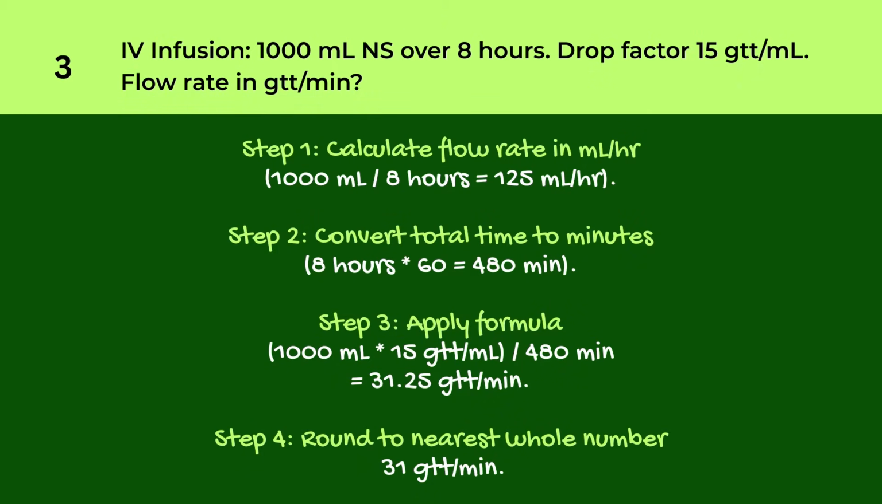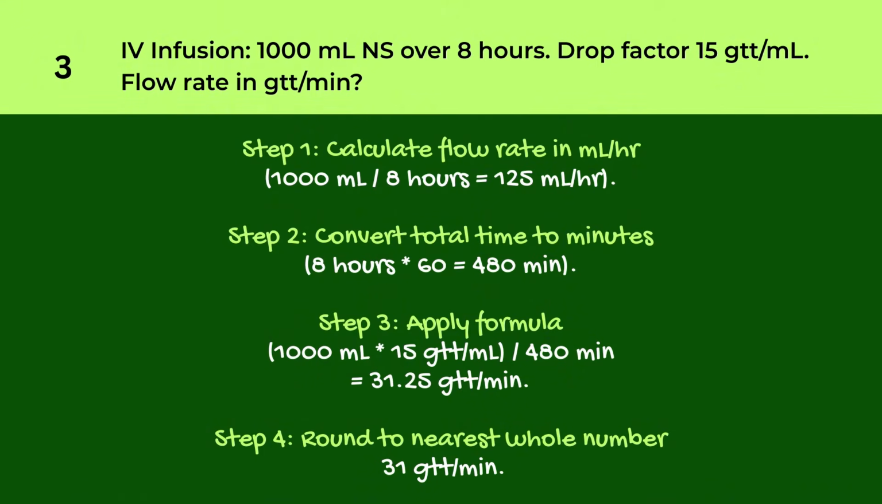Step 3 is applying the flow rate formula. We take 1,000 milliliters times 15 drops per milliliter and divide that by 480 minutes, which equals 31.25 drops per minute. Finally, in step 4, we round to the nearest whole number to get 31 drops per minute. Our result is 31 drops per minute.